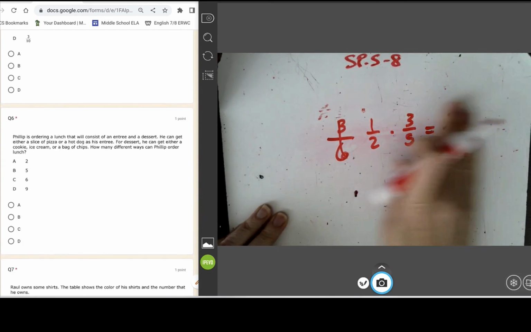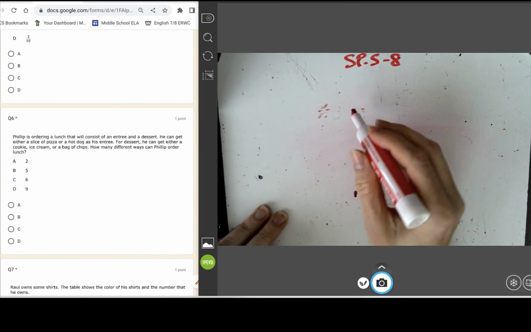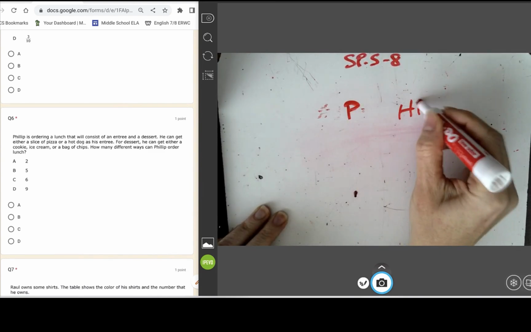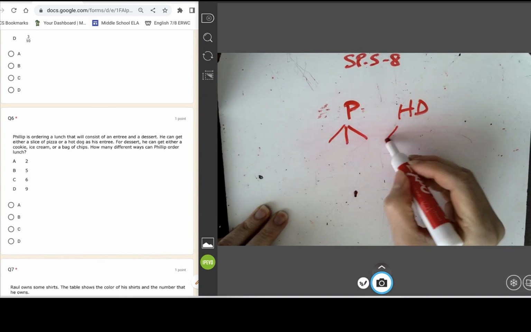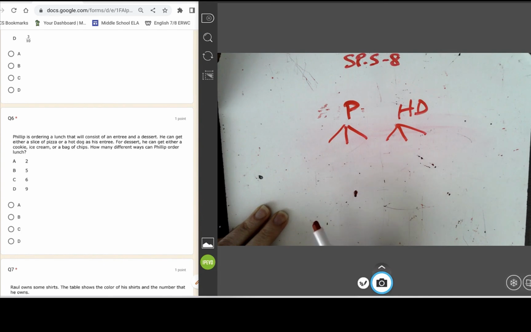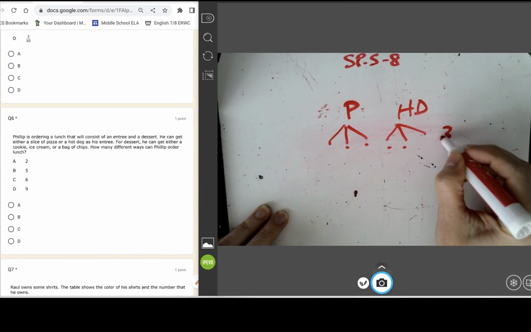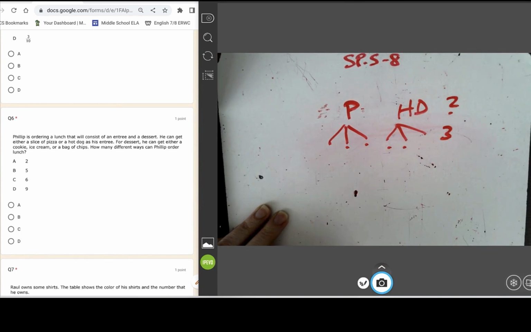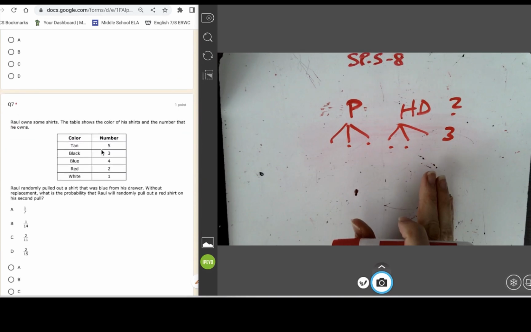All right, moving on to number 6. Ordering a lunch that will consist of an entree and dessert. He can either get pizza or hot dog, and there are 3 options, either a cookie, ice cream, or a bag of chips. How many combinations are there? Well, with my tree diagram, it's pretty easy to see. There's 1, 2, 3, 4, 5, 6, or 3 times 2. So that is C.